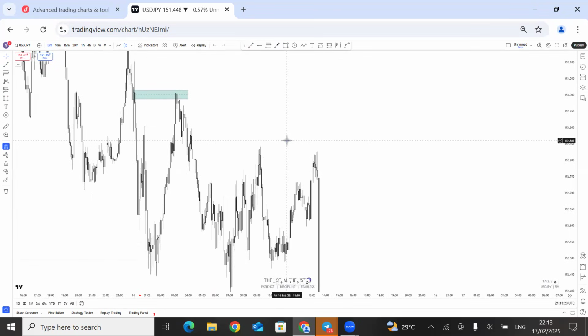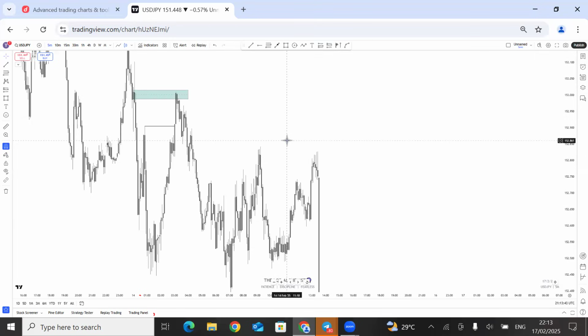And let me show you guys some other setups, other types of setups you can take. I use it as a confirmation sometimes. It's good for confirmations.